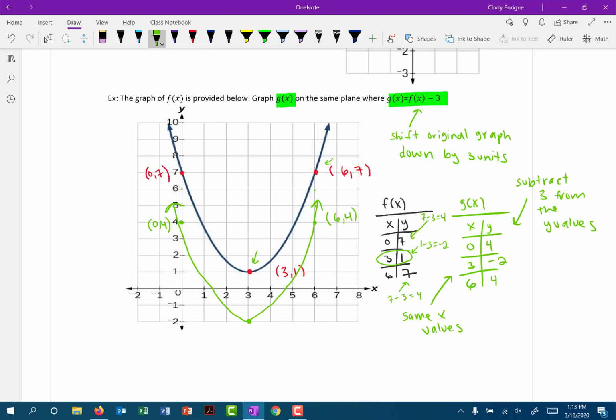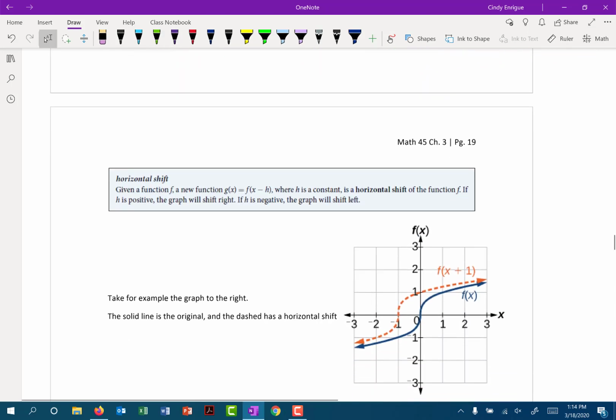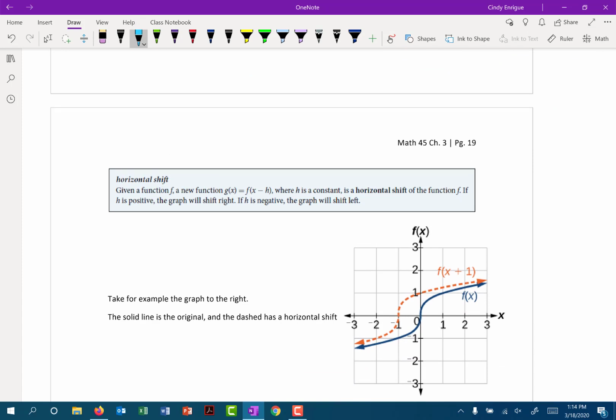All right, well, I hope that makes sense. So now, for the next example, we're going to have a horizontal shift. So the horizontal shift means we're going to be going to the left or to the right.